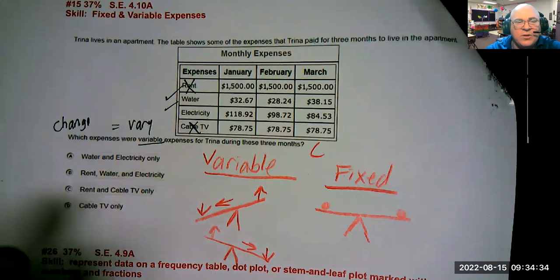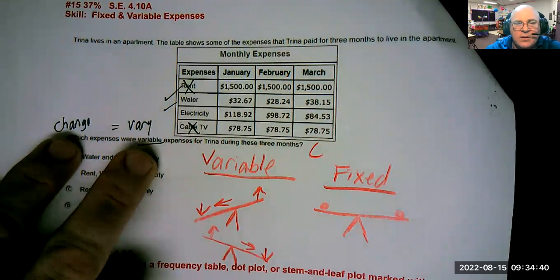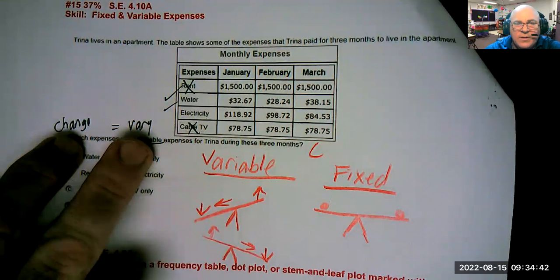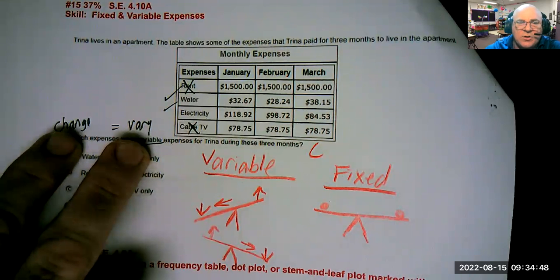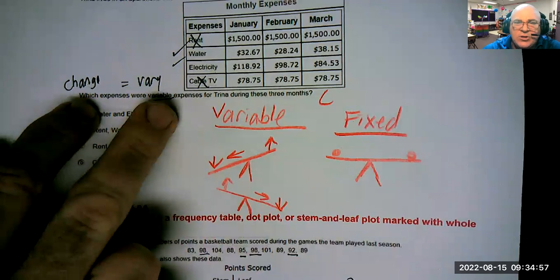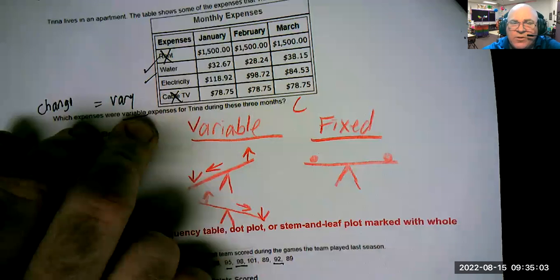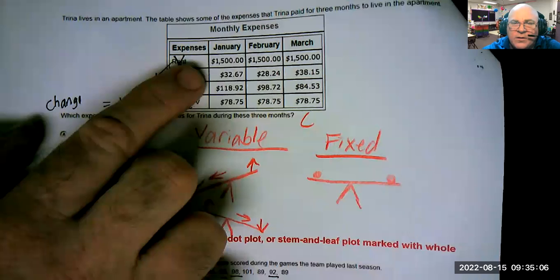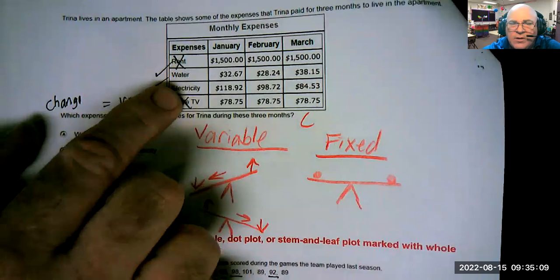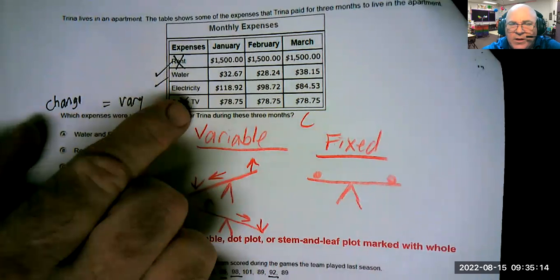So if you start with the root word vary, when you think of vary, not VERY, but VARY, we talk about change. Okay. So when the question said which expenses were variable expenses, which expenses changed during the 3 months, well, when I looked at rent, there was no change for the 3 months. Water, it changed. It went down and it went back up. Electricity, it went down and then it went down again.